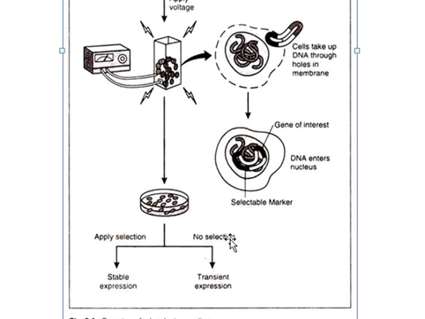Using selectable markers, we can identify whether the resulting cell is a transformed one or not. How? By means of the selectable gene, either antibiotic resistant or herbicide resistant.